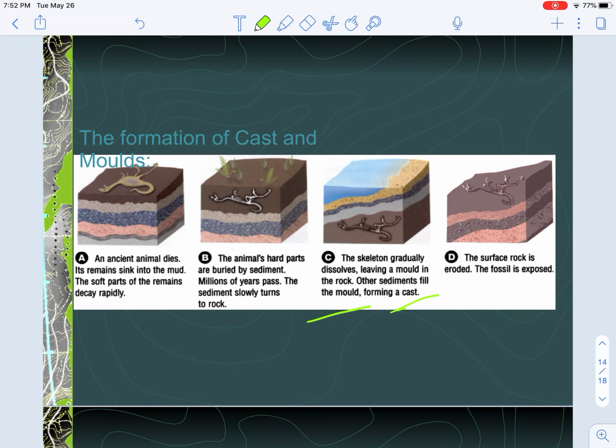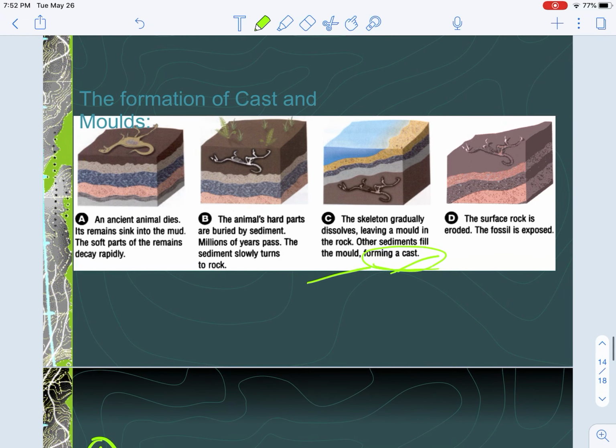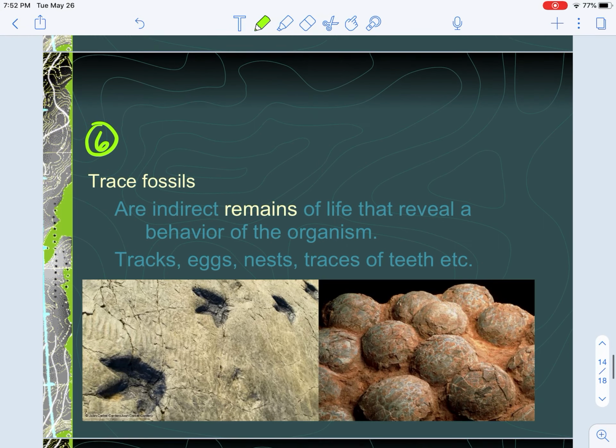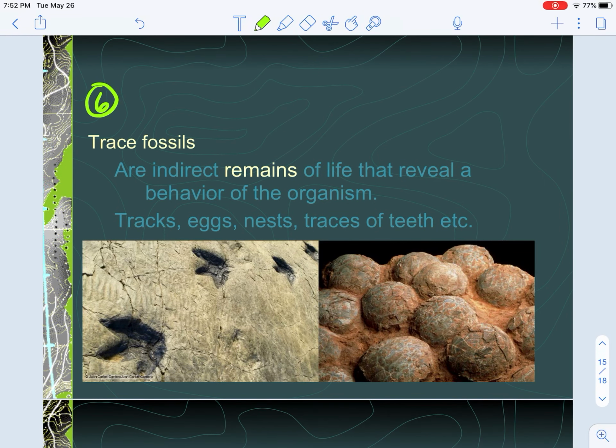Okay, this one shows how the cast and molds can form. The animal dies and gets covered by sediment. The skeleton will dissolve, and you get that imprint or mold, and then that gets filled, and that will form the cast, and eventually erosion will expose that cast.